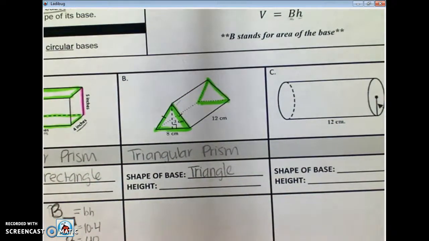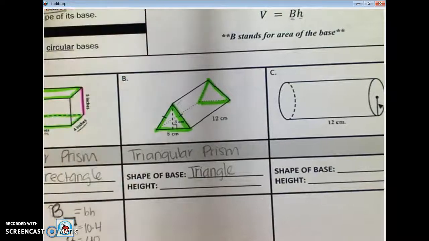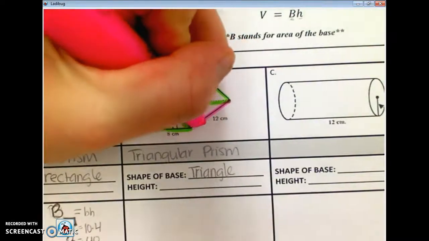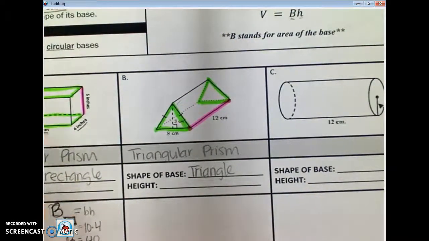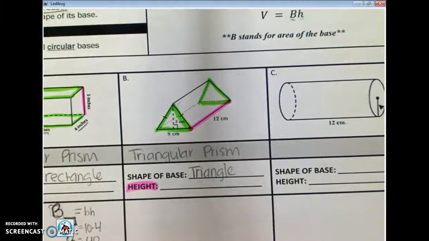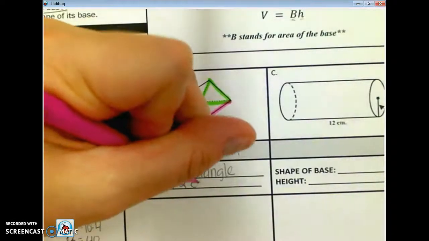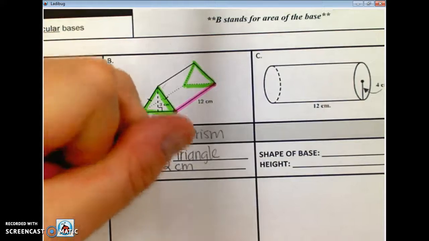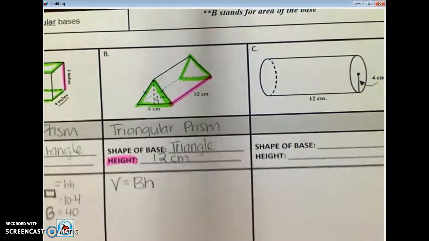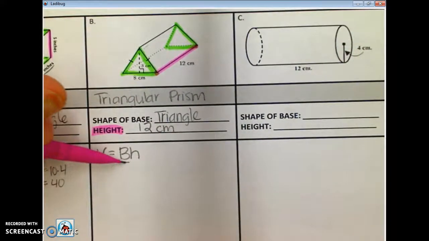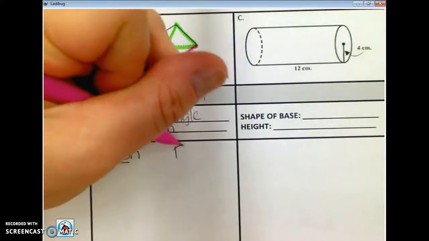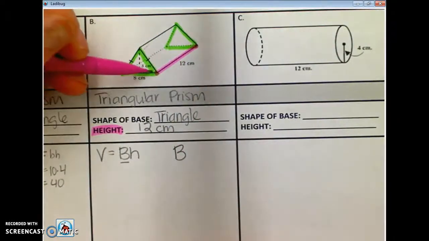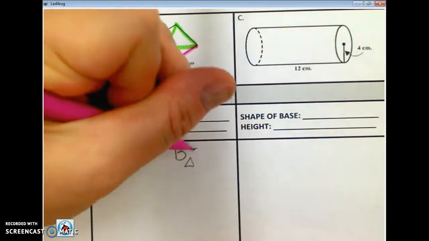Okay, the height of my prism, remember, is the line that connects the bases. So there's the height, which is 12 centimeters. All right, so start with our formula. Volume equals the area of the base times the height. Okay, well, this big B stands for the area of the base. So area of the base, well, the base is a triangle, okay?